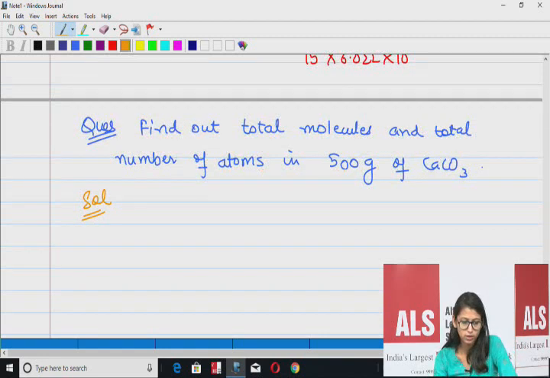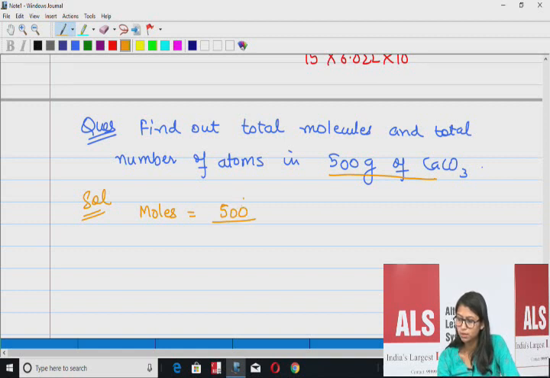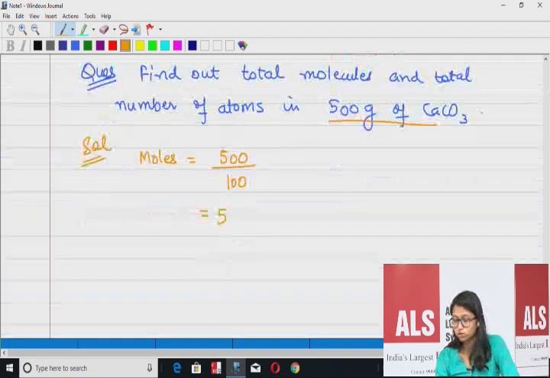It's okay, no worries. So 500 grams of CaCO3 is there. First of all, let's find out the moles. Moles will be the given mass by the molar mass. So that will be 500 by 100. So 5 are the moles now. Okay, we got the moles.